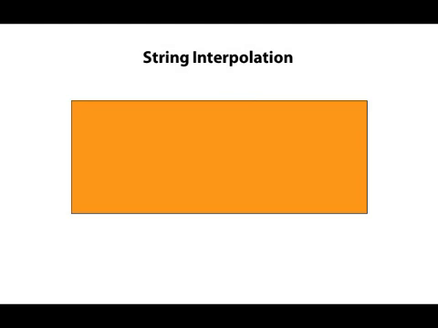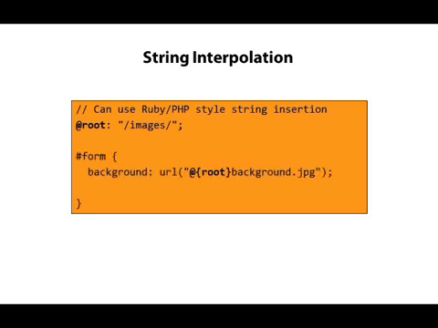The next feature is string interpolation. The idea here is that you can have a string as defined in a variable. In this case, we have one called root that has this string of images. And notice I'm using slashes here because I want to use this root in assembling URLs. So here in a rule set, I can say the background is this URL, and I'm going to inject this variable into the string itself by using the @ symbol, curly brace, the name of the variable, and end curly brace. When I do this, it's going to become slash images slash. It's going to inject the contents of that string into the other string for me.